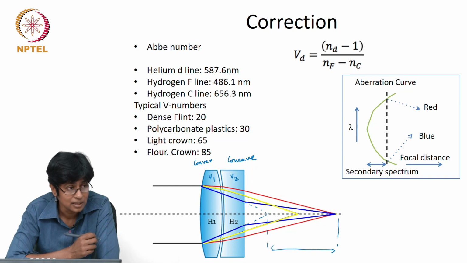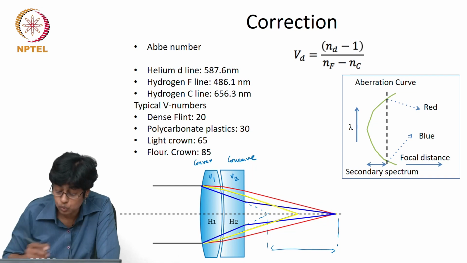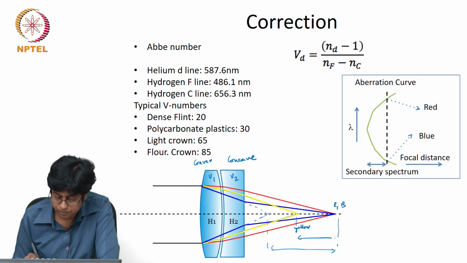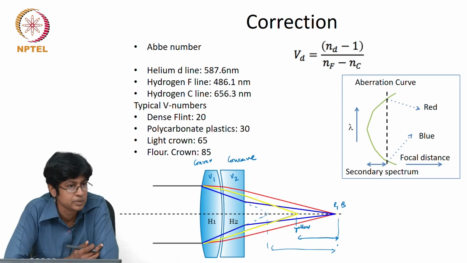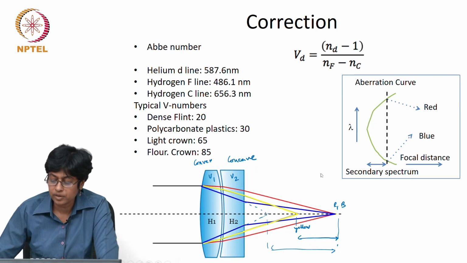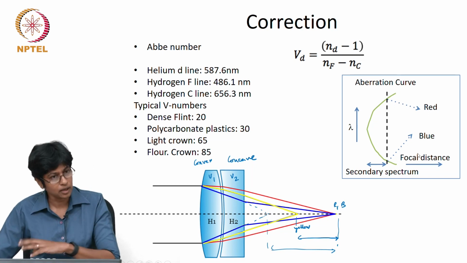This combination has corrected for red and blue so that red and blue get focused over here, but the yellow still gets focused over here. However, that means your chromatic aberration now is spread over this distance, much less than without the correction. Okay, so this curve over here shows you, so now we go a step further.